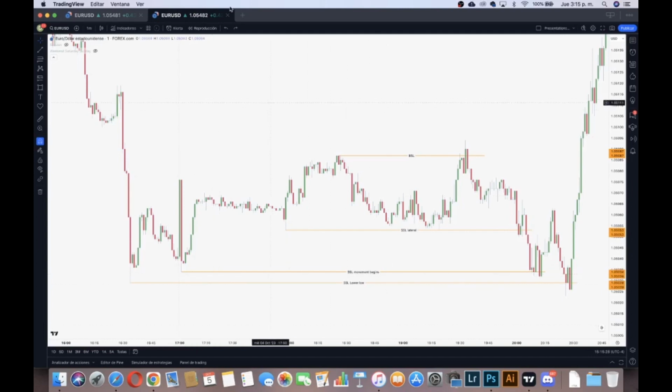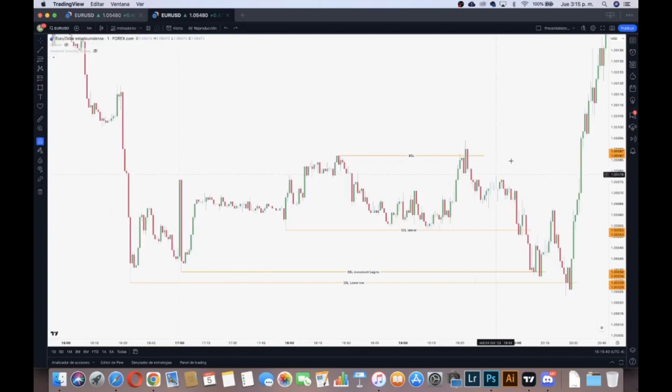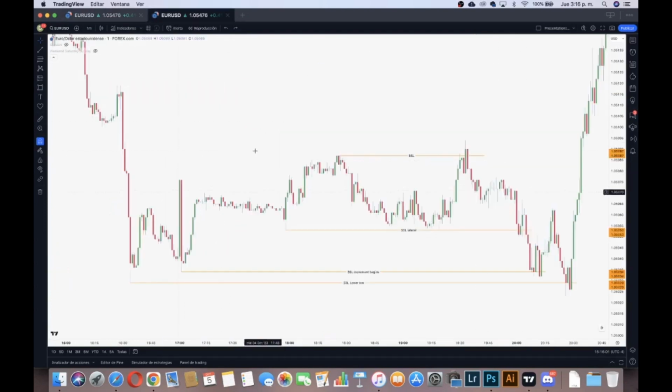So now that we have our buy side and sell side liquidity points, we will wait for the first capture and a change of the structure after that. And that occurs just right here. This is the point where the buy side liquidity was captured, and after that, we will see the change in the structure by capturing this swing low over here. And we also have to wait for the gaps that will show you the displacement strength, and you will see that exactly occurs in order to change the structure. So this is something we definitely want to see.